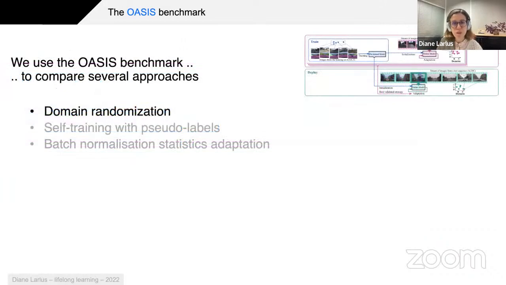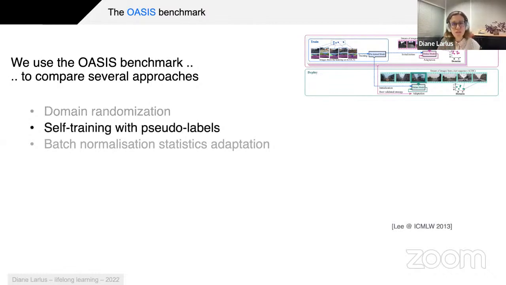And we use this benchmark to compare several approaches for adaptation. First, we consider, as in the previous part of the presentation, domain randomization, which again, if you remember, means that you heavily randomize, you heavily modify the appearance of the training samples. And this works extremely well because it reduces the chance of test samples being perceived as out of distribution. So it's a very easy, but also very strong baseline to implement.